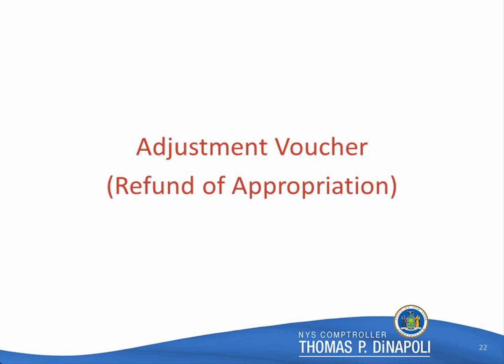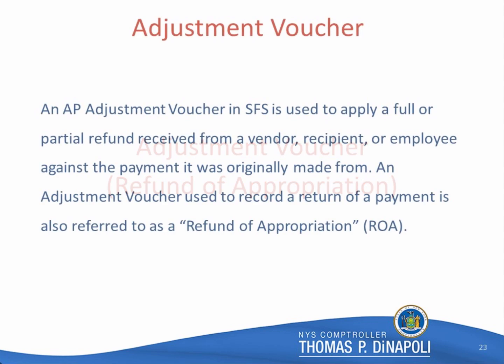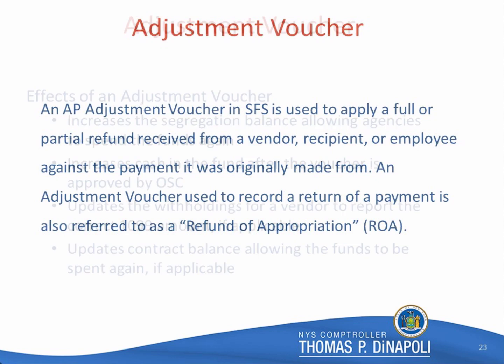Now we will be discussing adjustment vouchers, otherwise known as refunds of appropriation. An AP adjustment voucher is used in SFS to apply a full or partial refund from a vendor, recipient, or employee against the payment that was originally made. This results in a credit to the appropriation expenditures. More information on this can be found in the GFO, Chapter 7-3, AP Adjustment Vouchers / Refund of Overview.